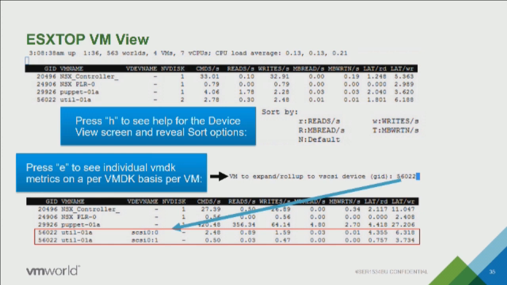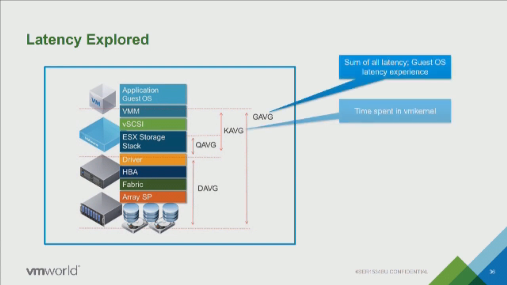I've got a virtual machine called util-01A, and I expanded it, so notice I typed in the group ID for that particular virtual machine, and I broke it down by both VMDKs. That allows me to see what the performance is on each VMDK. Maybe one of them's a problem and maybe the other one's 0. That can cause a problem as well. And then here you have your latency.